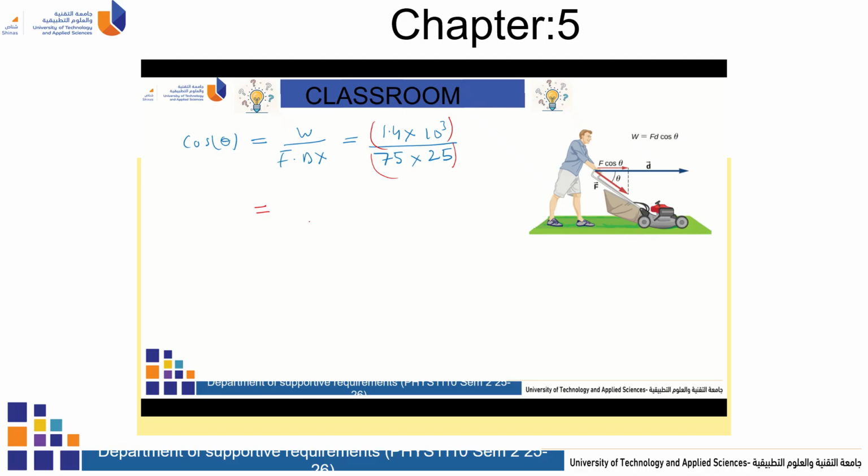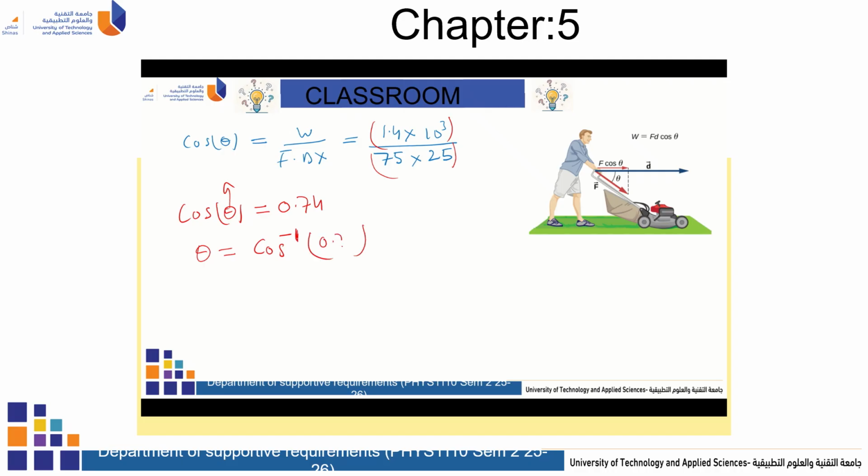Here this will be 0.74. And this is the value of the cosine theta, not theta. The question is asking what is the value of theta. So how to find the value of theta? I will change the side of this cosine. I will keep the theta here and the cosine will go to the other side, and it will come with the inverse. When it changes the side, it comes with the inverse.